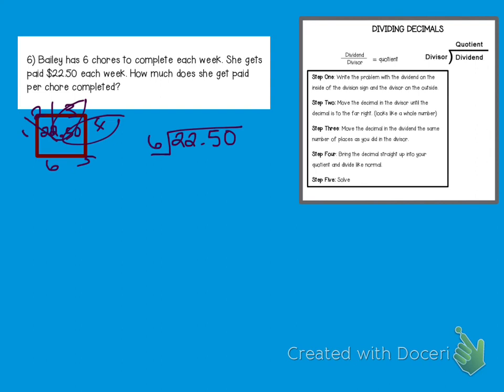by 6. Okay, so our outside number is a whole number. So remember, when that happens, you do not have to do steps 2 and 3, which is moving the decimal over. So we just go straight into step 4, which is bringing the decimal straight up and dividing like normal. Okay, so go ahead and press pause and solve this problem, and then press play once you have finished.